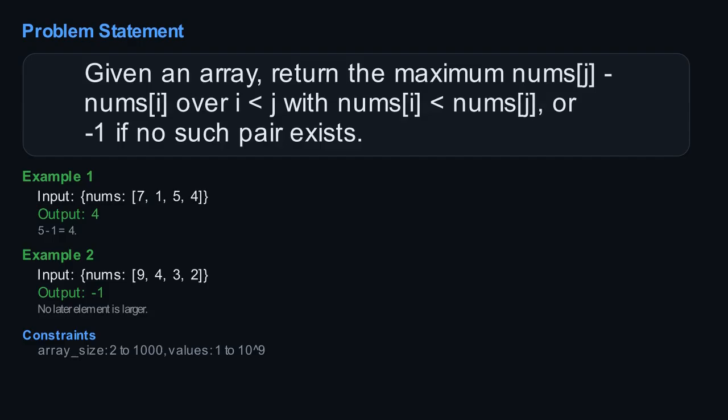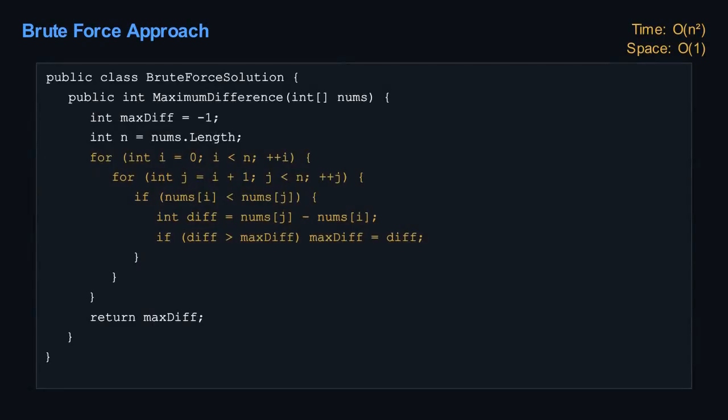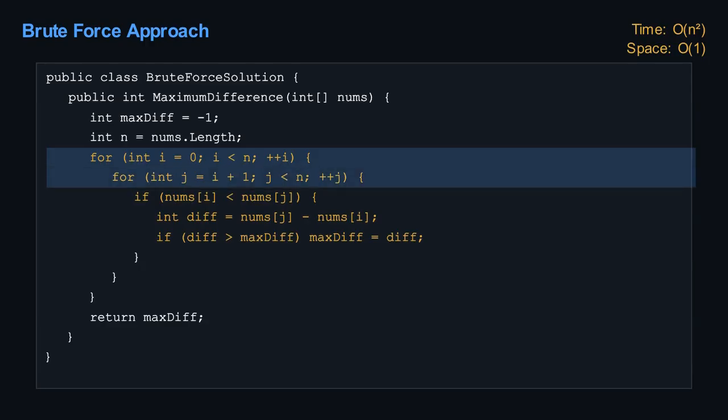The input is a simple array of numbers, and the output is a single integer representing that maximum difference. A straightforward, albeit inefficient, approach is brute force. We can iterate through every possible pair of elements. We use a nested loop. The outer loop picks the first element, nums[i], and the inner loop checks all subsequent elements, nums[j]. If nums[j] is greater than nums[i], we calculate their difference and update our maximum difference found so far.